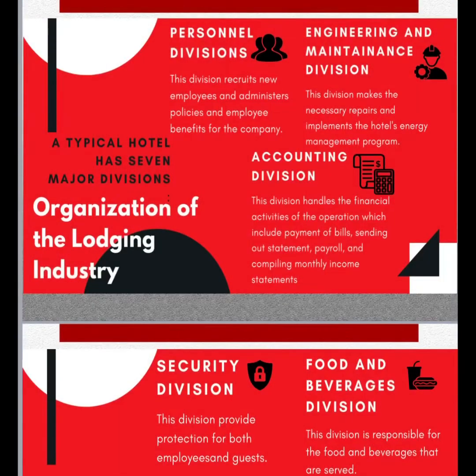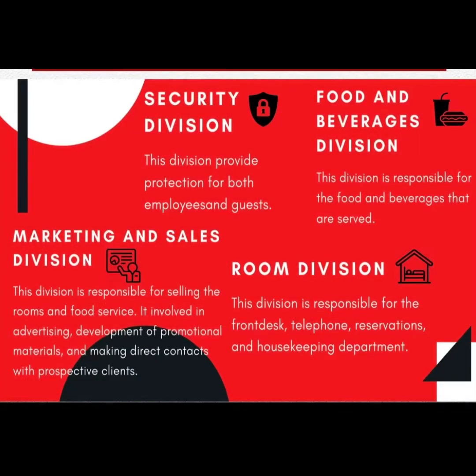Since a hotel is a huge business, it is required to have its own head, or someone who is in charge, of every one of 7 major divisions to have organized and consistent employees for the betterment of the hotel. These 7 divisions are the Personnel Division, Engineering and Maintenance Division, accounting division, marketing and sales division, security division, food and beverages division, and lastly, room division.